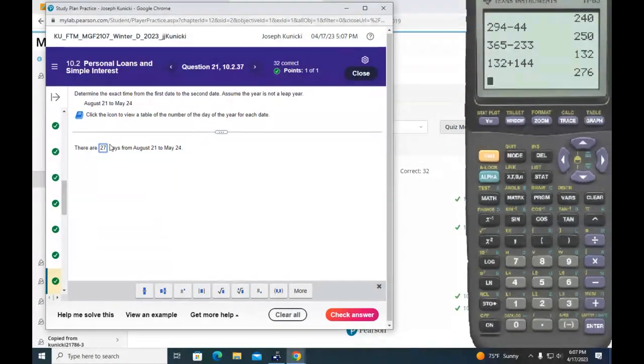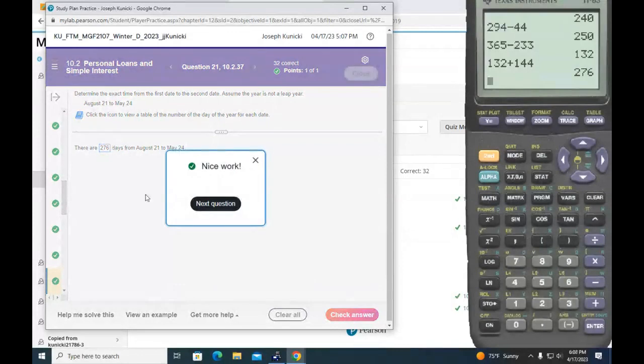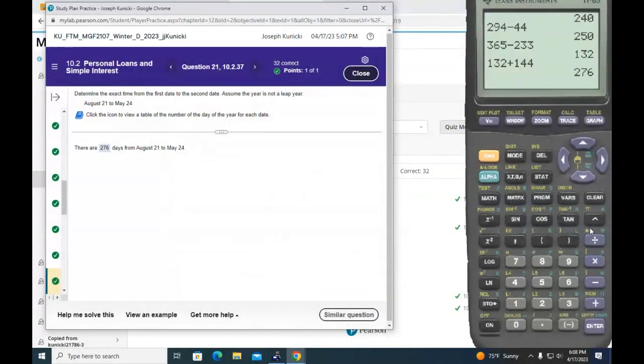So this one you have to split up with the two calculations. Follow? See, I got to go from August 21st to December 31st, and then from January 1st to May 24th. But that's easy. Once I get the first part, all I got to do is add the number for that date in the year.